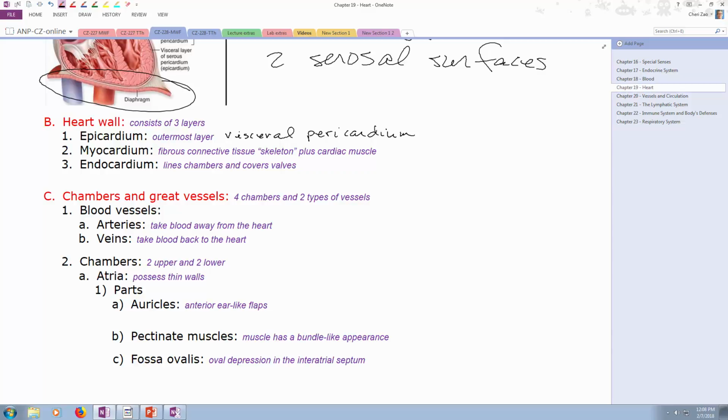Because remember, the connective tissue, quote, skeleton is laden with all these muscle cells, and so that's actually all you appreciate. But you have to realize that that CT is there, otherwise those cardiomyocytes could literally float away from one another without some sort of scaffold to be attached to. Endocardium lines the chambers, so it lines our atria and our ventricles and also covers the valves. And this endocardium is simple squamous epithelium.